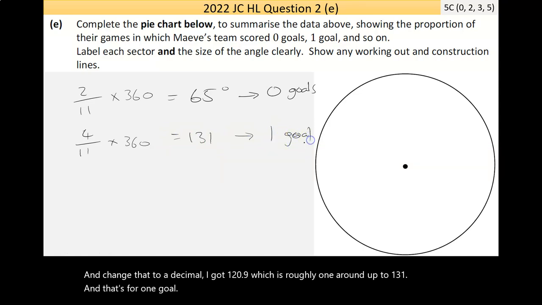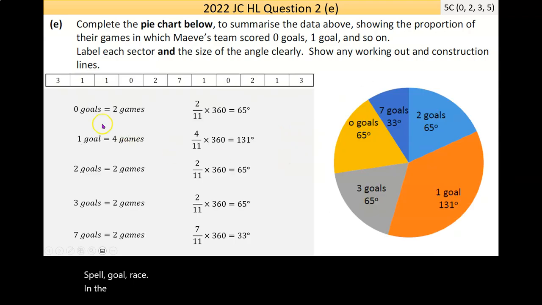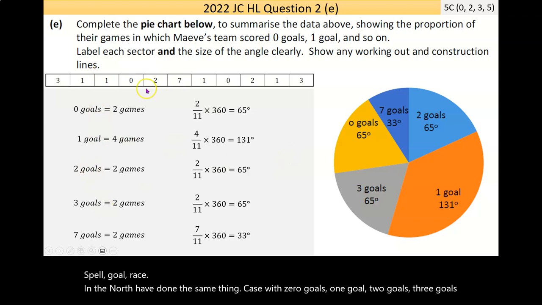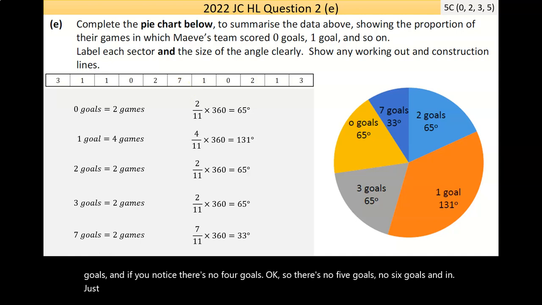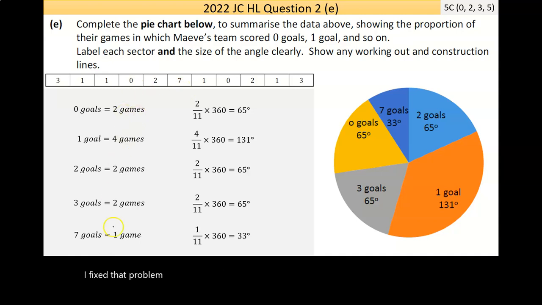Spell goal, right? Now in the notes here, I've done the same thing. So for 0 goals, 1 goal, 2 goals, 3 goals. And then if you notice, there's no 4 goals, no 5 goals, no 6 goals. I just noticed I've made a mistake there. Now I fixed that problem. The 7 goals only happened in one game. So that's 1/11 times the 360, which gave me 33.